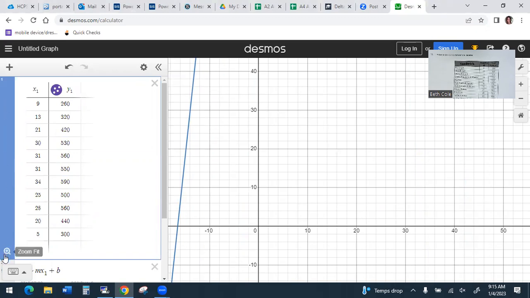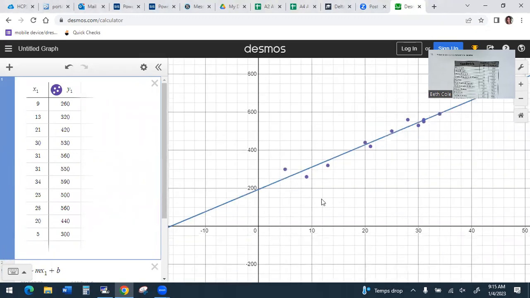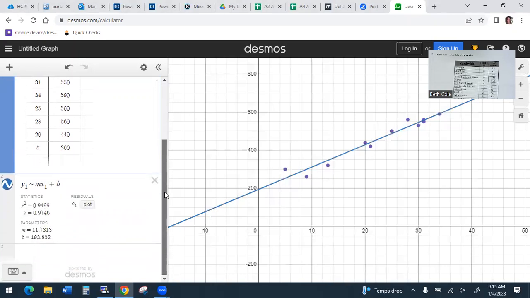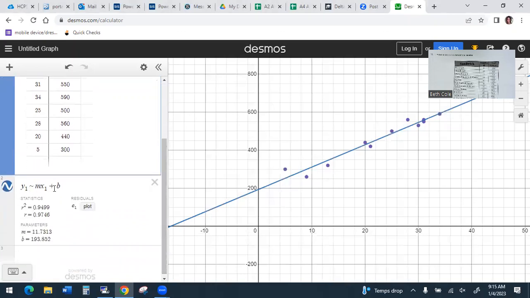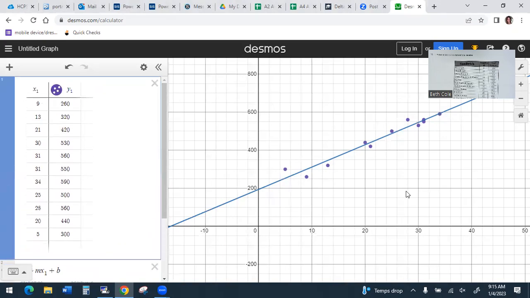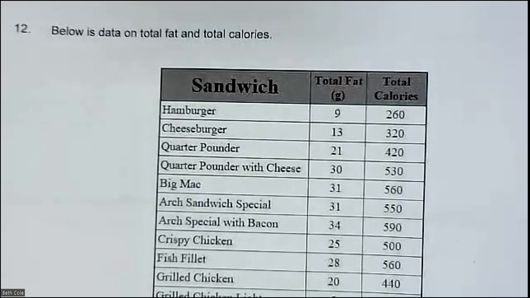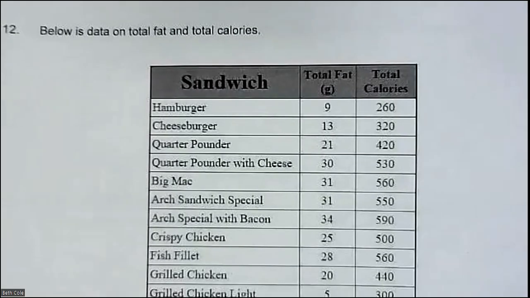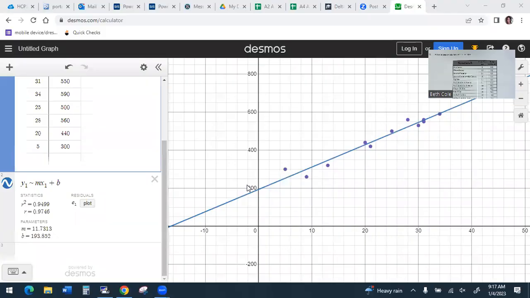All right, and once you type it in, hit the magnifying glass again. And if you didn't delete this y tilde mx plus b, it'll still be in there. You won't have to redo it. So if you just don't delete that, it'll stay in there. Okay, so when we get all that typed in, do your y tilde mx plus b, we got 11.7 and 193.9.